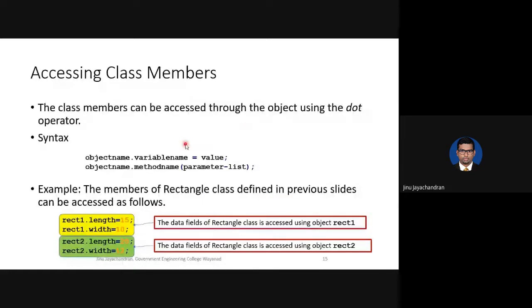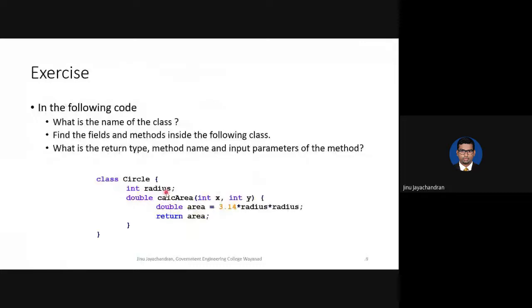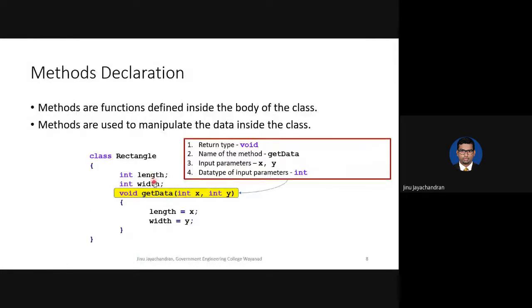Okay, now how will you access the class members using the object? The class members can be accessed through the object using the dot operator. For example, object name dot variable name is equal to value, object name dot method name in brackets with the parameter list. For example, members of the class Rectangle: in the previous slides, we have seen that there are two variables for the class, which are length and width. So I want to access these variables outside the class using its object.